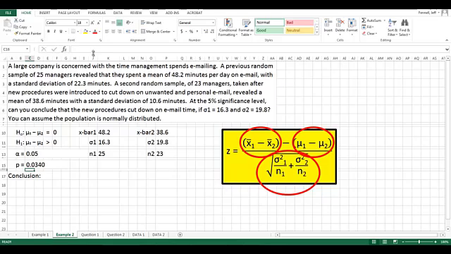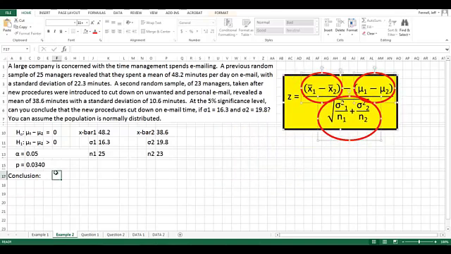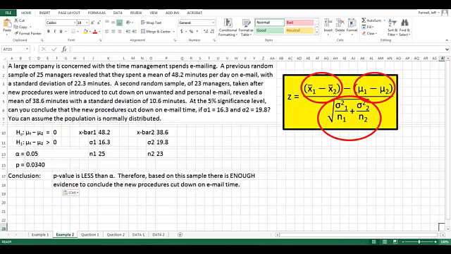Well, finishing off the question, we simply need now to state our conclusion. And any time our p-value is less than the level of significance, we always have enough evidence to go with H1. Just moving this stuff out of the way for a minute so I can state those hypotheses. So as we said, because the p-value is less than alpha, we do have enough evidence to go with H1, which in this case means that we do have enough evidence to conclude that the new procedures have cut down on email time.